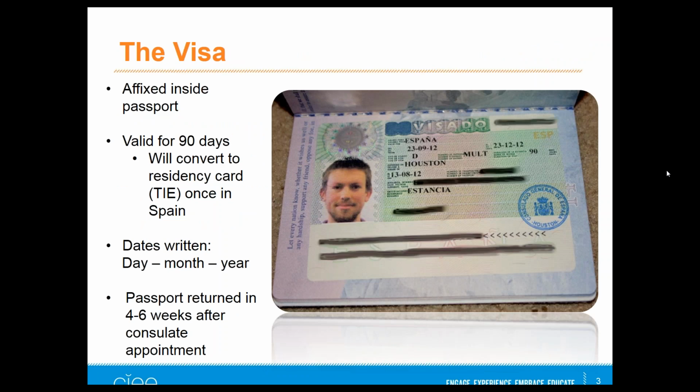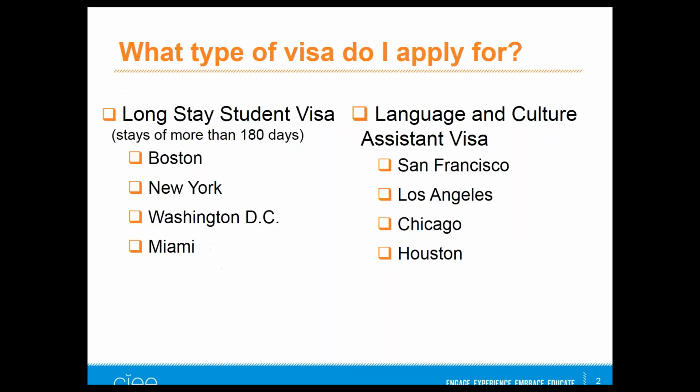So let's start with what type of visa you need. Depending on your consulate, you will either be applying for a long stay student visa or a language and culture assistant visa, the latter being a type of student visa. There really is no difference between these visas except for the name. They have all the same permissions, and they need all the same documents. It just depends on what your consulate offers.